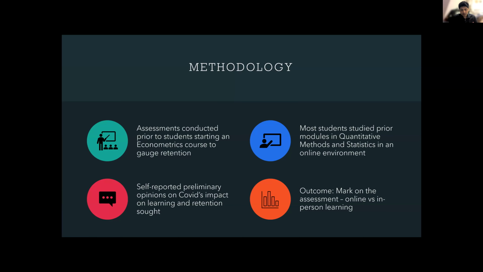We also obtained some preliminary opinions on what they thought about their own learning of statistics and econometrics, and most of them had very negative experiences if they had studied online. Most of them categorically stated that they didn't like studying statistics in an online setting. And the outcome, of course, that our main differential is the mark on the assessment for students who studied these prerequisite modules online versus in person.